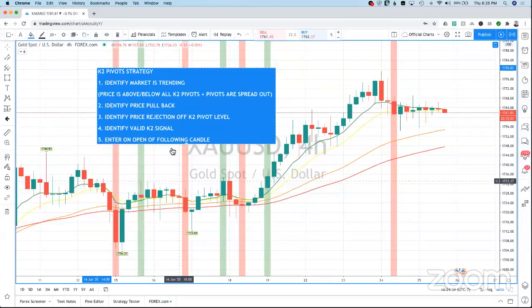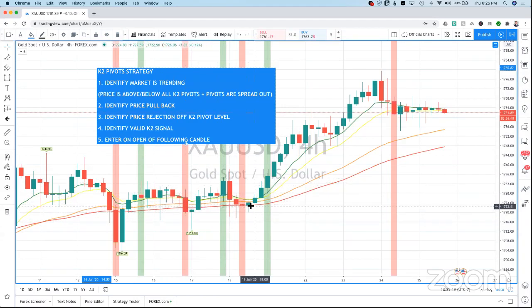We'll just start over again right here. So we identified price was trending. Right here, price was above the K2 pivots, and the pivots were spread out. We have the green line right here, the yellow line right here, orange line right here, and the red line right here. So it's trending upwards. We identified a pullback. So price was going upwards, pulled back right here.